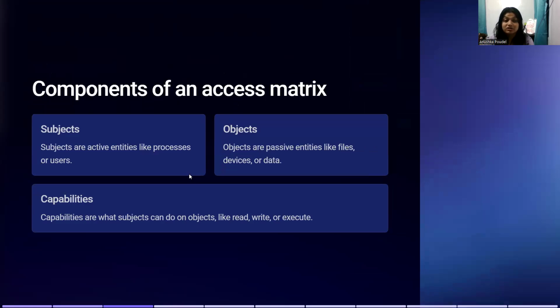Components of an access matrix. Let's understand the components. First one is subjects, which are active entities like processes or users. Process is a program under execution. Objects are passive entities like files, devices, or data. Capabilities are what subjects can do on objects, like read, write, or execute.